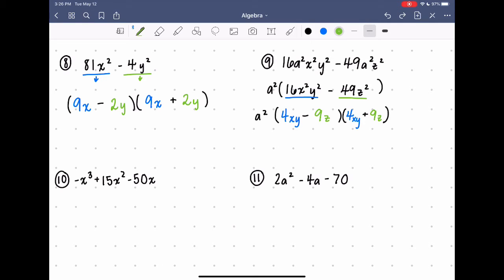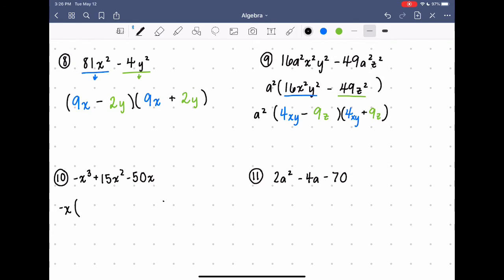Also, usually if you see a negative at the front, I would factor out a negative from the whole thing. So I'm going to factor out a negative x from this entire thing, which means I'm going to divide a negative x out of every single term. So if I divide this by a negative x, I'm left with x squared. If I divide this by negative x, it has to switch that positive to a negative, so I'll have a negative 15x. I only have one x left. And if I divide this last term by a negative x, those 2 negatives will change to a positive 50 without any more x's on the end.